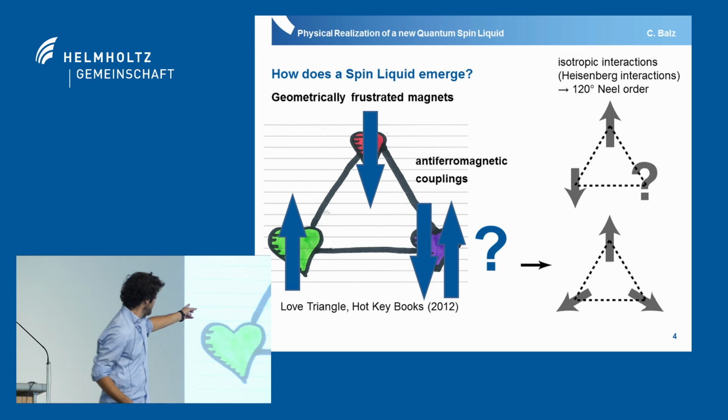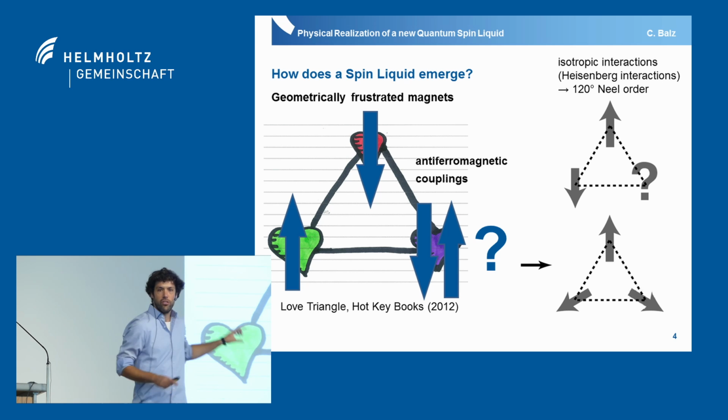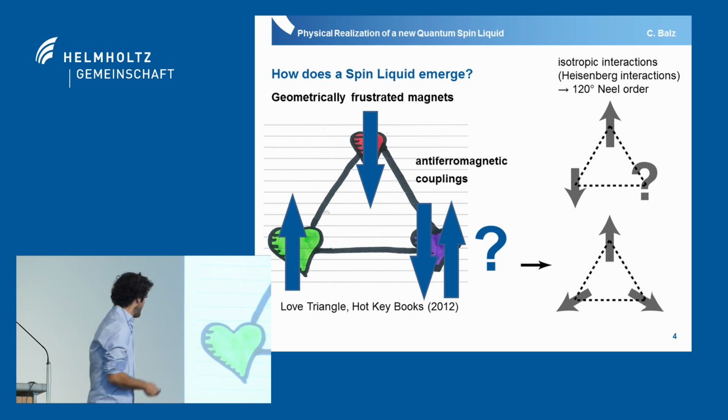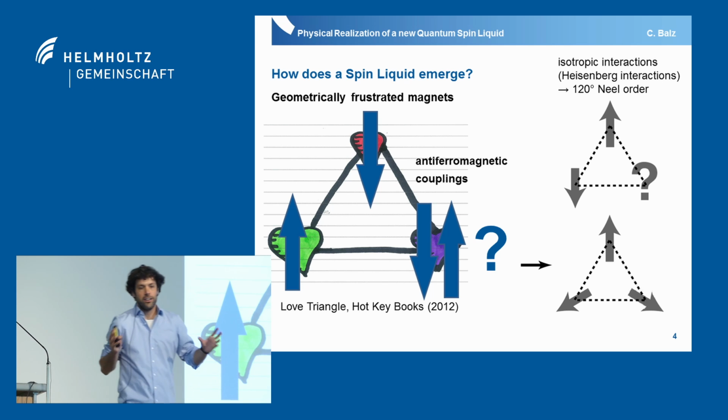So in this love triangle here, we have these 3 hearts. And if all these 3 hearts are all mutually in love with each other, Hollywood tells us that at some point one of them will be frustrated. And this same picture of the triangle, we can now put our spins on them. So what I will now assume is that these black lines here, they are antiferromagnetic couplings.